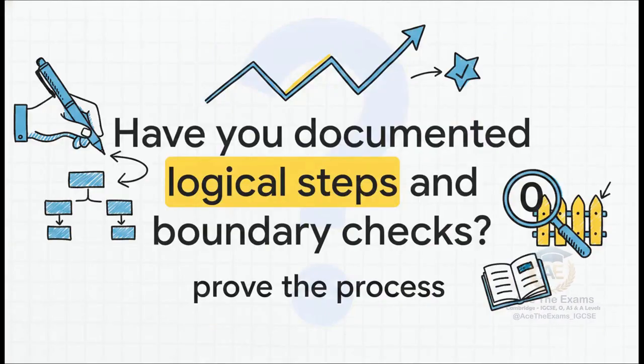I want to leave you with a direct challenge to apply to your very next study session. Have you fully documented your logical steps and boundary checks in your latest pseudocode practice? Next time you tackle a past paper, I want you to pretend I'm sitting right next to you asking, but what happens if the input is exactly 0? Don't just write the code, write the logic, prove the process, and grab every single method mark available.